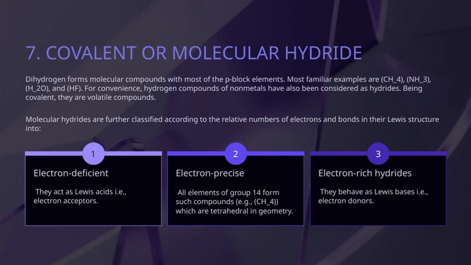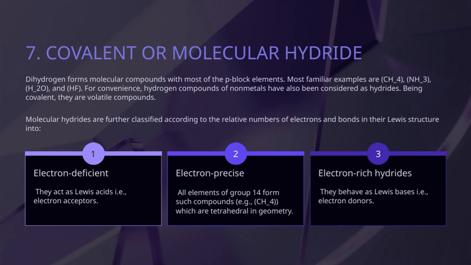These are electron deficient, and their structures tend to have fewer electrons than needed for complete bonding, making them capable of accepting electrons. Molecular hydrides are classified based on the number of electrons and bonds in their Lewis structures. For example, dihydrogen forms molecular compounds with most p-block elements, like methane, ammonia, water, and hydrogen fluoride. These hydrogen compounds, especially with nonmetals, are considered hydrides as well. Since they are covalent, they tend to be volatile, meaning they easily vaporize.